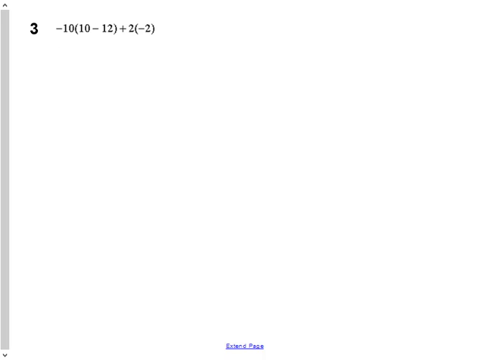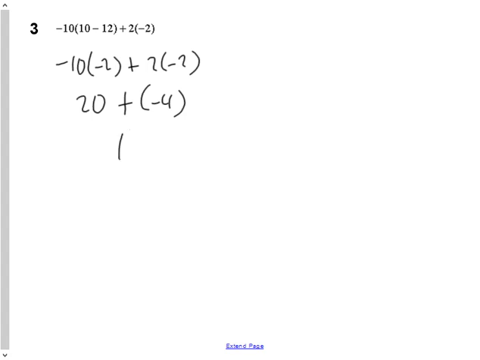Next one's a little long. It says -10 times 10 minus 12 plus 2 times -2. So if I simplified the brackets first, 10 take away 12 is -2, not 2. Then I have multiplication and addition, so I'm going to do my multiplication in the one step. -10 times -2 is positive 20. Add them together to give you 16. 2 points. 1 point for the work, 1 point for the answer.